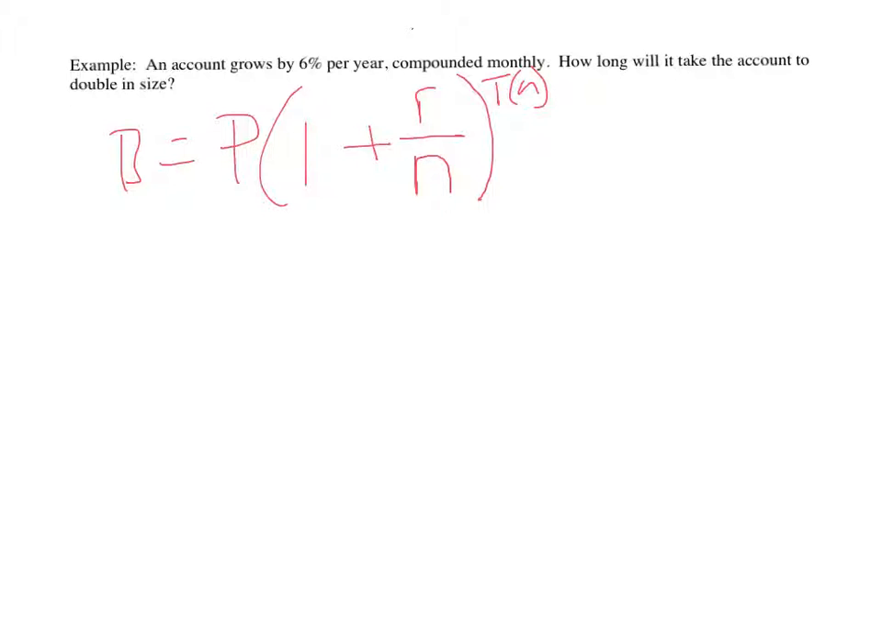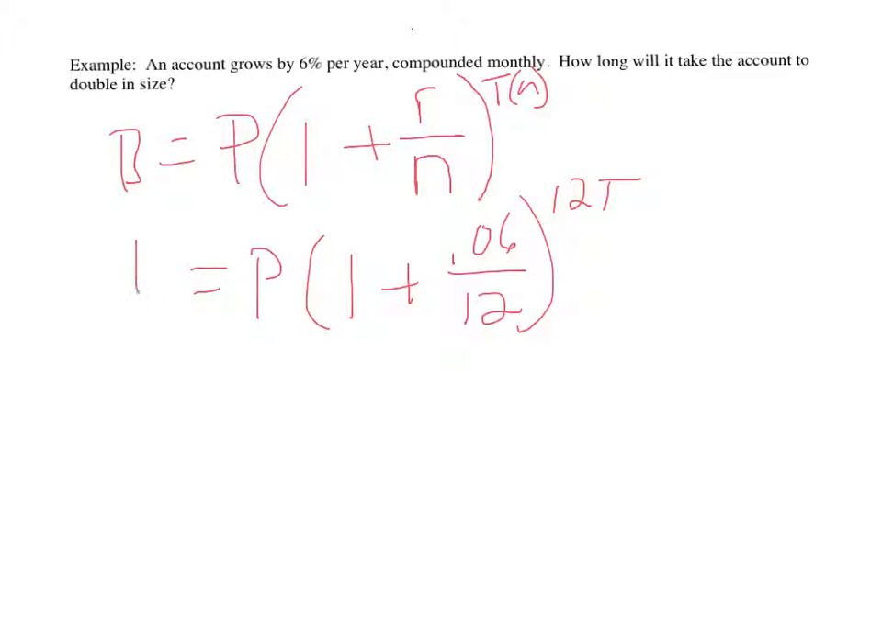So in this case, it compounded monthly, so we've got some amount, they didn't tell us how much, equals 1 plus 0.06 divided by 12 raised to the 12t, because we don't know how long. Now, they didn't give us an amount, but what we do know is when I divide B by P, I better get 2 if it's doubled.